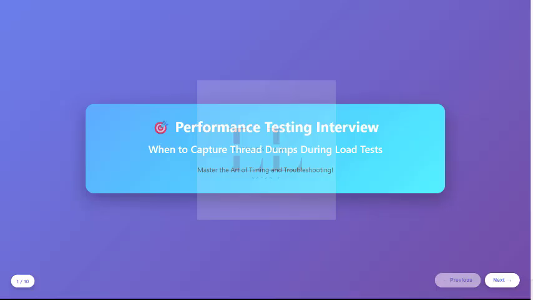Today, we are going to dive into another critical performance testing interview question that you are almost guaranteed to face in your interviews. We're going to discuss when exactly you should capture the thread dumps during a load test. This is not just theory, I'm going to share real world scenarios and a few practical examples from actual projects that will help you answer this question like a seasoned performance testing professional. By the end of this video, you'll know exactly when to capture thread dumps, how to do it, and why timing matters so much. Let's get started.